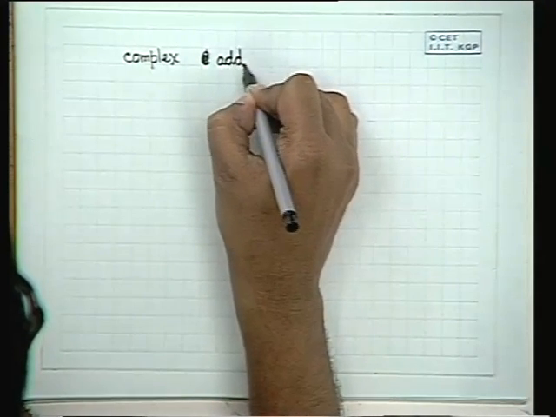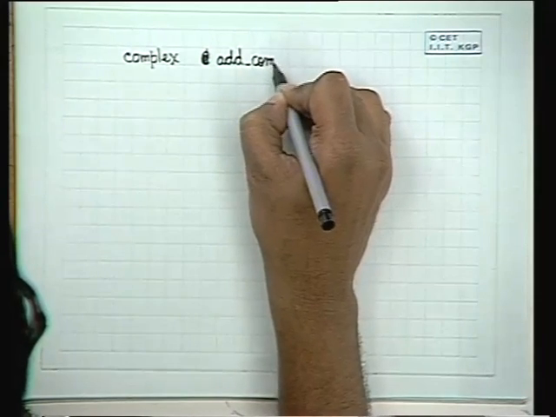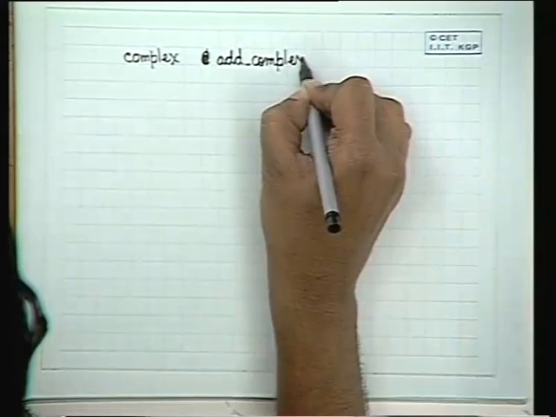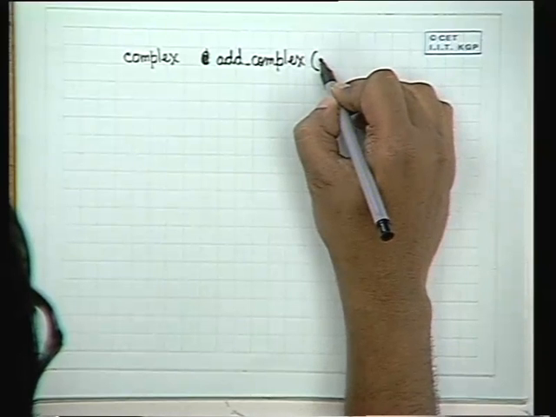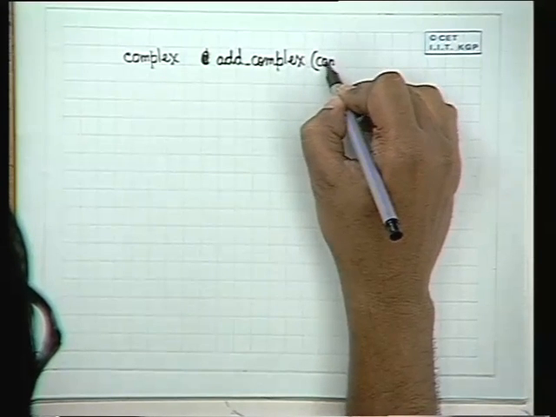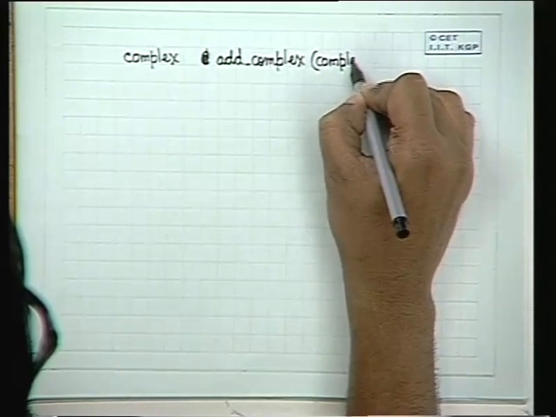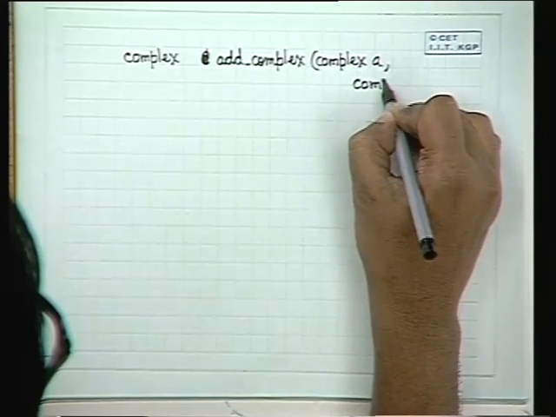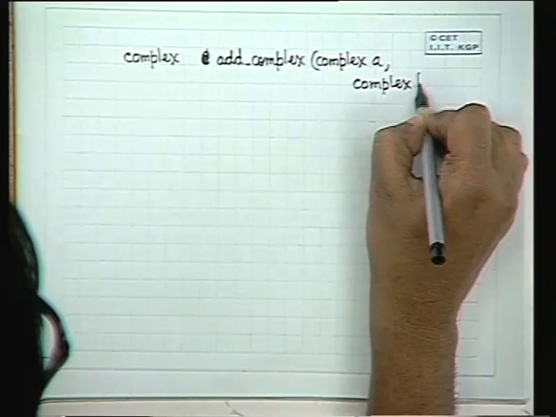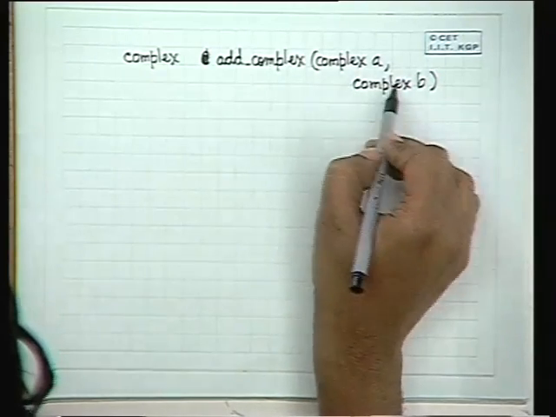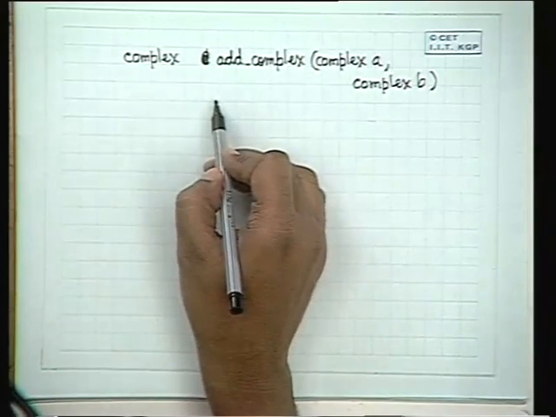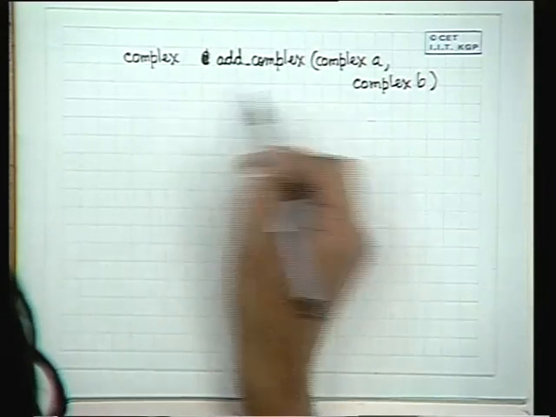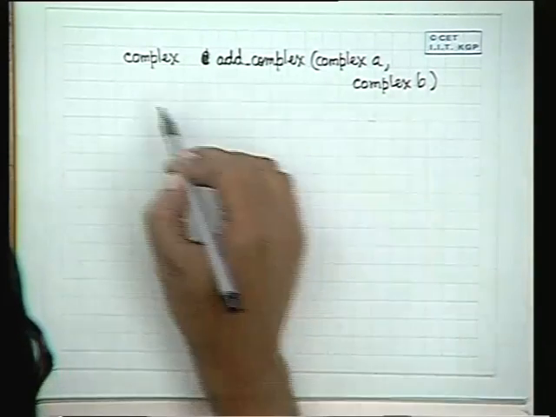Add complex. It will take in two arguments, complex A and complex B. You could have also written AB and written here complex A comma B in that same way. We just wrote it out this way.